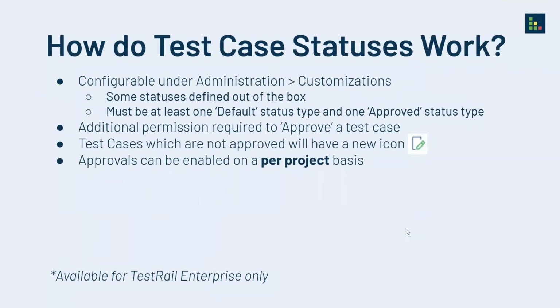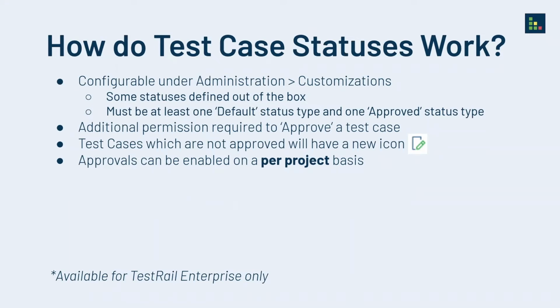So how do these test case statuses work? Under the administration customizations area, you can configure your test case statuses. These will look similar to just another tab on the administration area for setting statuses, kind of like you would for the test result statuses. We do have a few statuses that are defined out of the box, but you can modify these as needed. However, there must always be one default status and one approved type status. So when a user makes edits to a test case, it will revert to the default status. They can then change the status to another one as needed, but after edits, the test case will revert to the default status. And then the approved status indicates the test has been reviewed and approved and ready for testing.